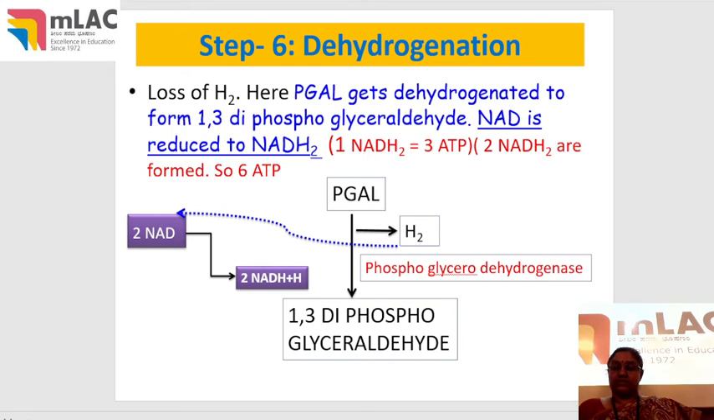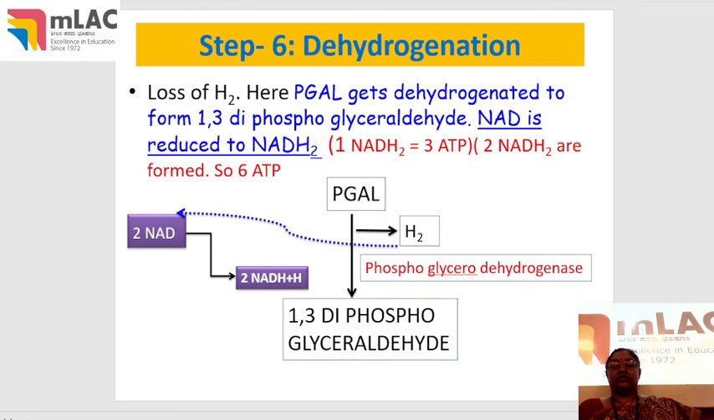Hydrogen released by a substrate will be taken up by a high energy molecule like NAD, and NAD gets reduced to NADH2. So you are able to see that PGAL loses a molecule of hydrogen, gets dehydrogenated to form 1,3-diphosphoglyceraldehyde. This reaction is supported by the enzyme phosphoglycerodehydrogenase. The hydrogen that is released by PGAL is taken up by NAD, and therefore NAD gets reduced to NADH2. We write 2 NAD because we are representing that the reaction is happening across 2 PGAL molecules.